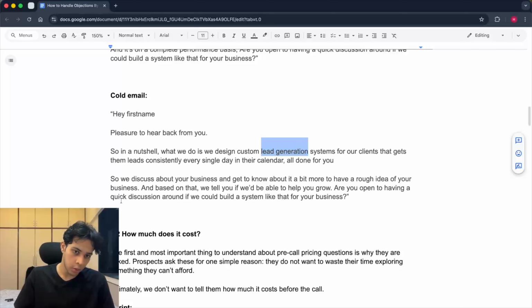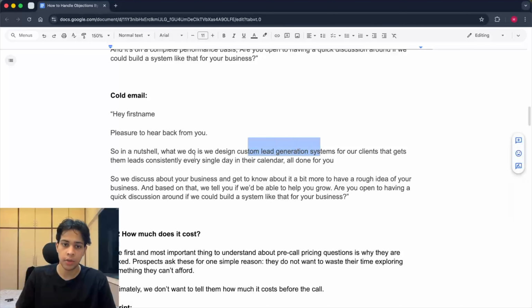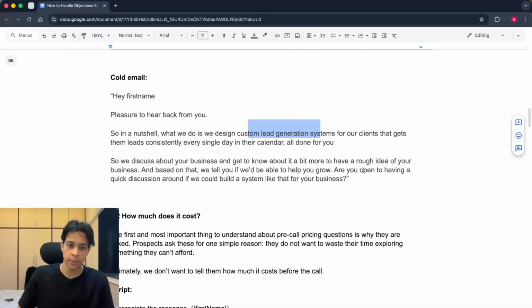And if you are open to a quick discussion around this, John, just to see if we can build a system like that for your business, just reply to this and send over a calendar link, something like that. Or you can just copy and paste this. Obviously, change this with your offer, okay? But you should be good to go with this.